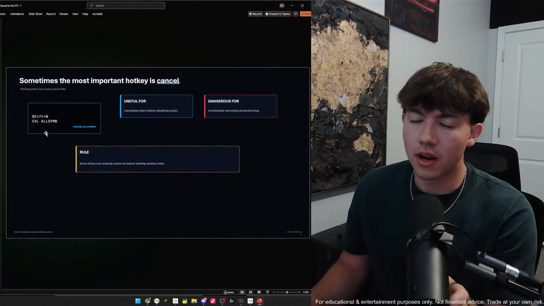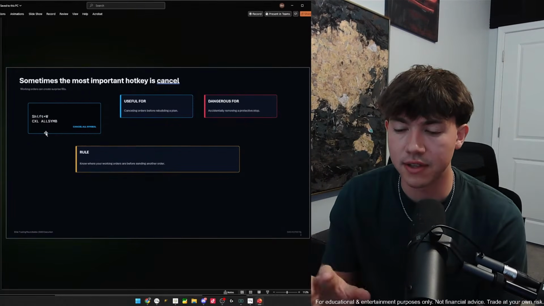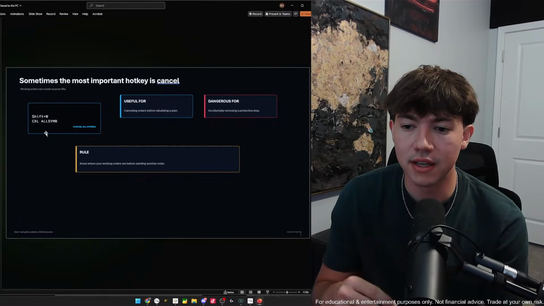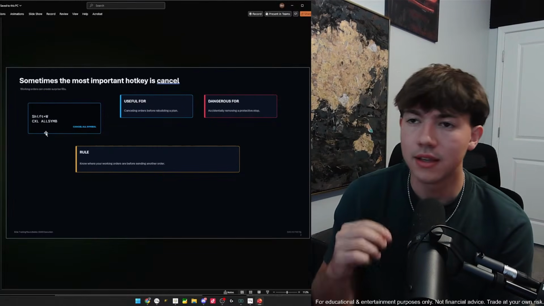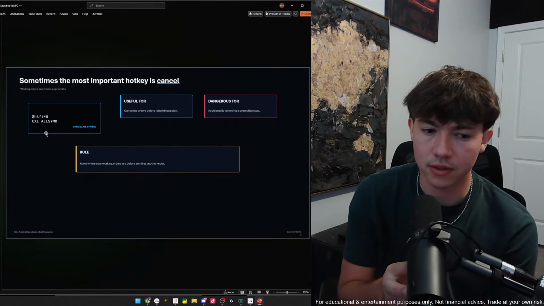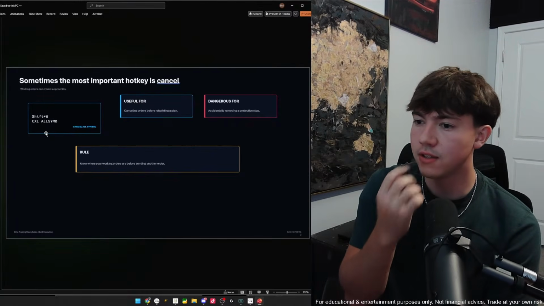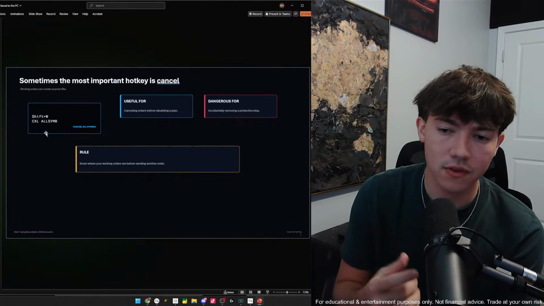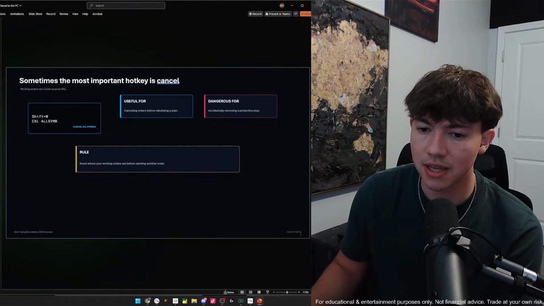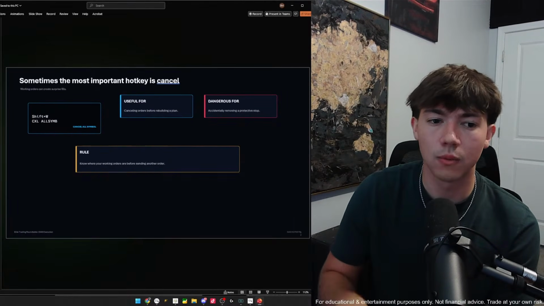Sometimes the most important hotkey, and I cannot stress this enough, is Shift W. That's my hotkey, but it's to cancel any symbol's open orders. There have been times when I was first trading the market two years ago where I got into a position and I sold and I sold and I sold and I rapidly clicked. This isn't the first time I've heard this. I've also heard other traders do the same thing where they click the sell button one too many times.